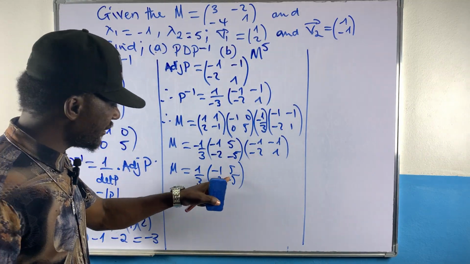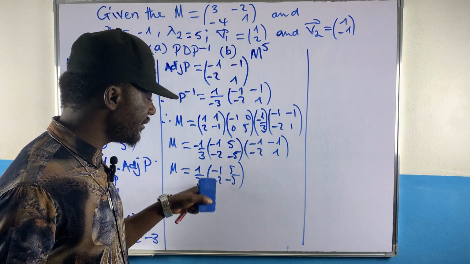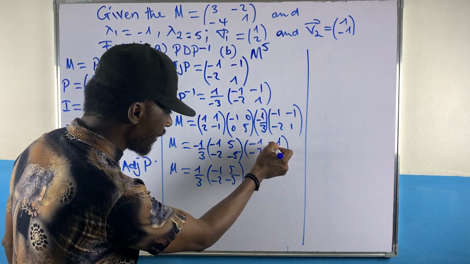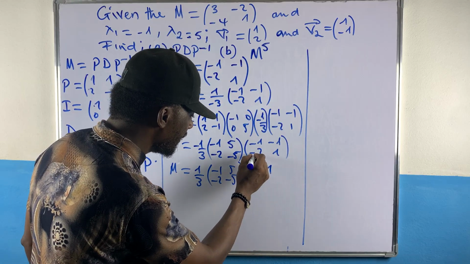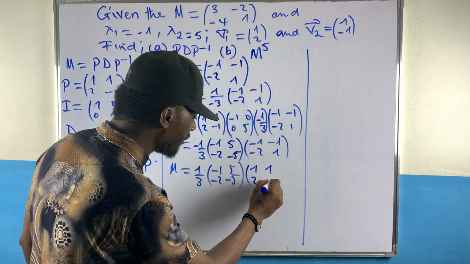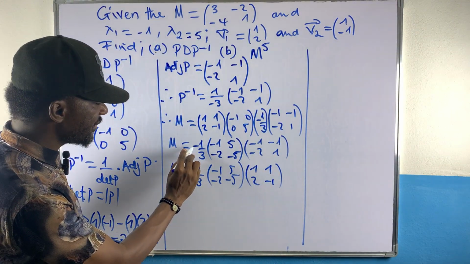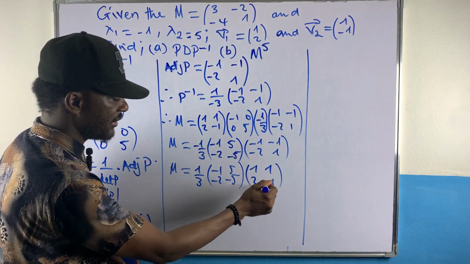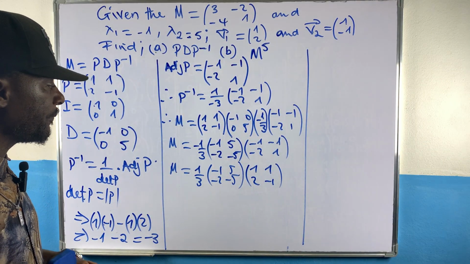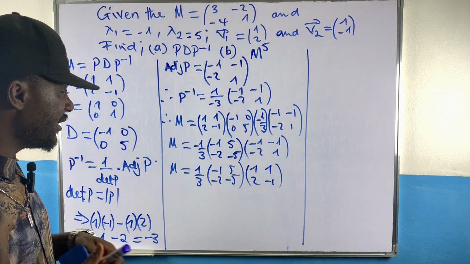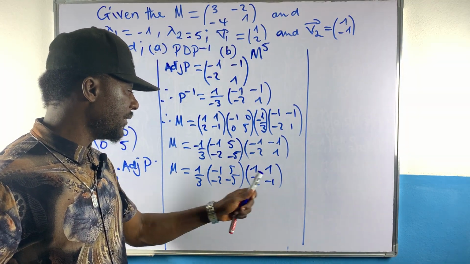Bear in mind that this matrix is your PD. So the negative here multiplies everything here. This one becomes 1, this one becomes 1, this one becomes 2, this one becomes negative 1. So I've just taken this negative sign inside this other matrix. So that is our PDP inverse. So it means actually this is our PD, this is our P inverse.